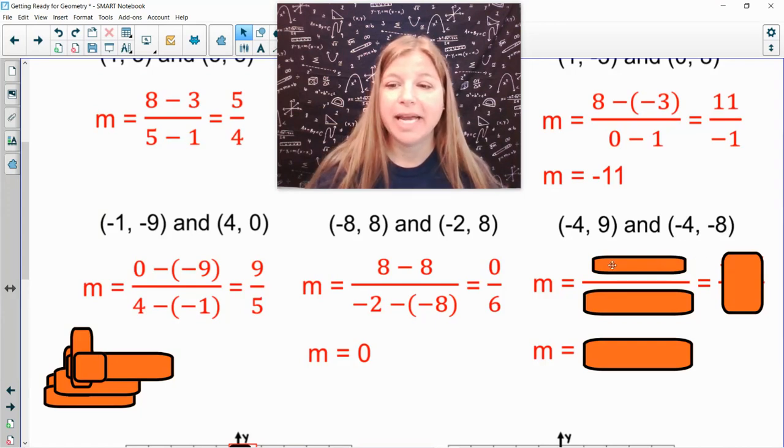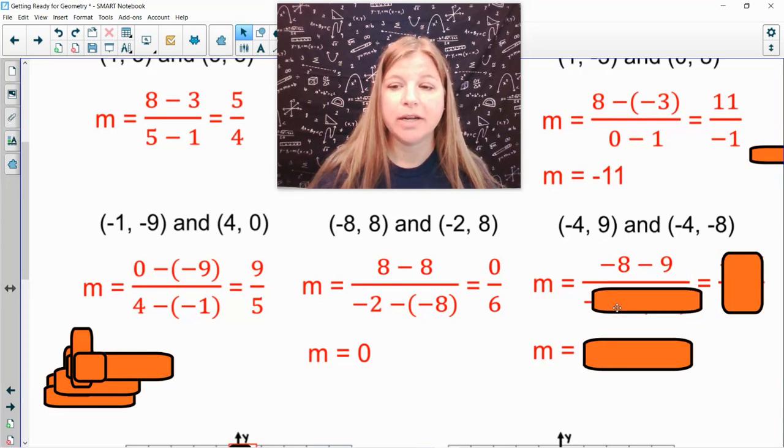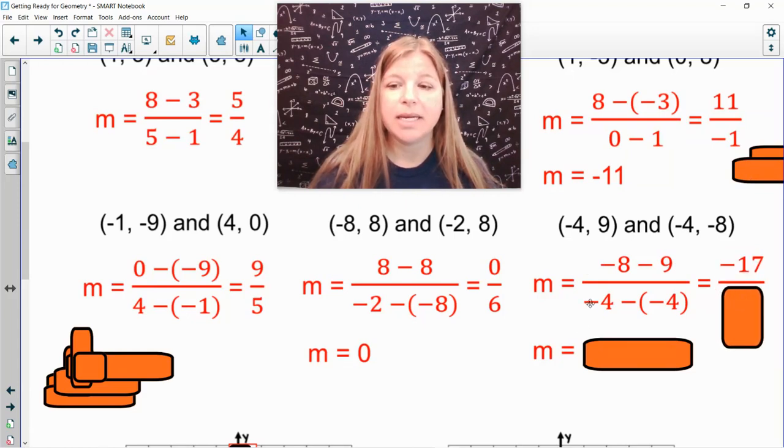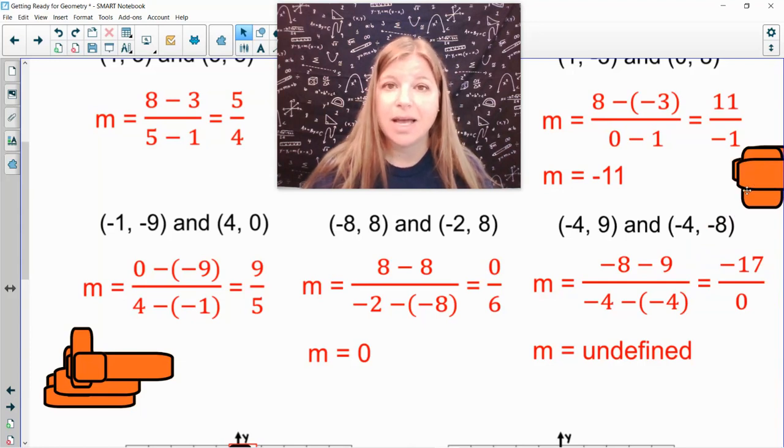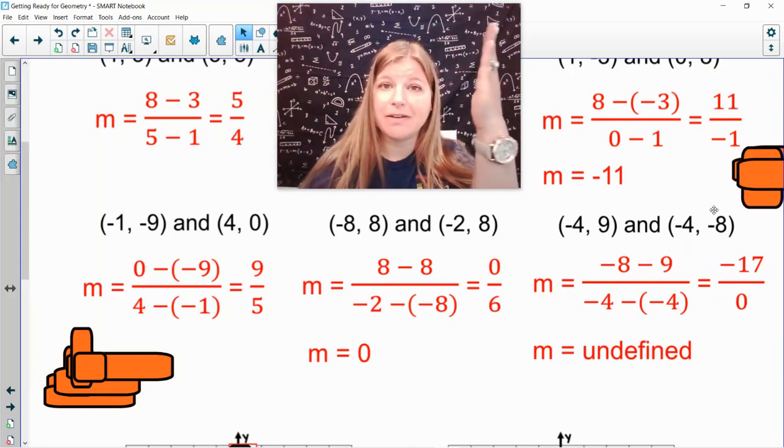Last one, negative 8 minus 9. And then in my denominator, negative 4 minus negative 4. Well, negative 8 minus 9 is negative 17. Negative 4 minus negative 4 really means negative 4 plus 4. And negative 4 plus 4 is 0. Now we know we're not allowed to divide by 0. And if I was to type that in my calculator, I'm going to get some kind of error message, or it may actually tell me you can't divide by 0. And so that's when we say the slope is undefined. And a line that has a slope that's undefined is a vertical line.